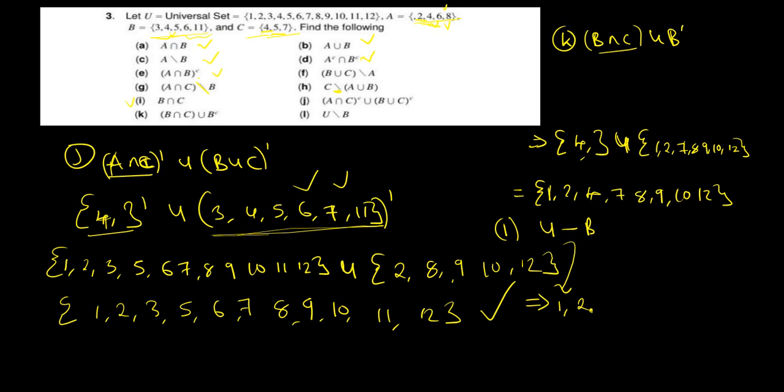So 1, 2, 3 is found in it, 4 is found in it, 5 is also found, 6 is also found in B, 7 is not found, so put 7 there. Then 8, 9, 10, 11 is found, right? So I won't put 11, instead I'll put 12. Okay, so these are the elements that you are supposed to come up with. So that's the answer. All right, so let's go to another question. We are done with everything here.